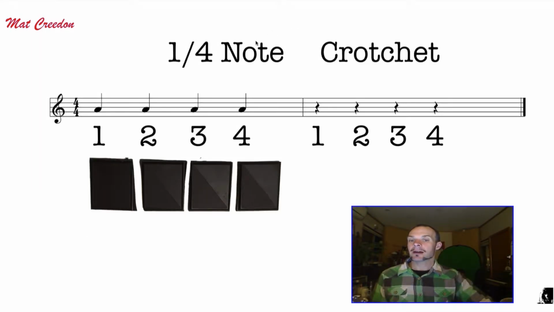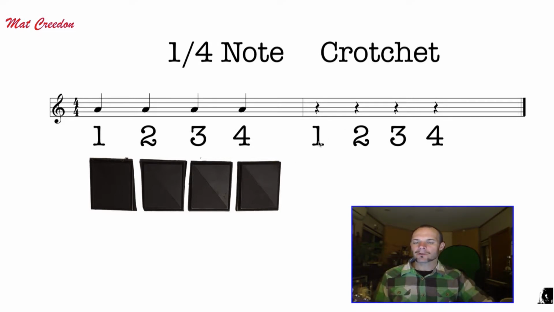Okay, here is our quarter note, also known as a crotchet, and this is the symbol of our quarter note. And as you can see, there's 4 quarters that make up this bar, and each quarter goes for 1 count each. And over here you can see what a quarter note rest looks like. Looks almost like a funny Z.